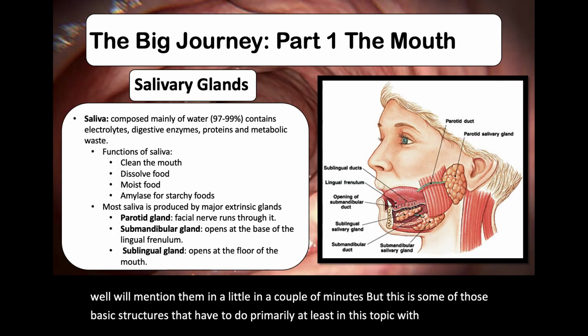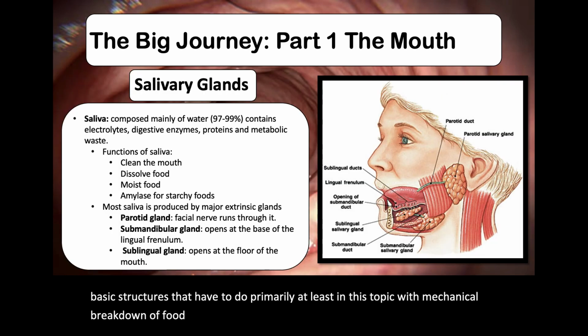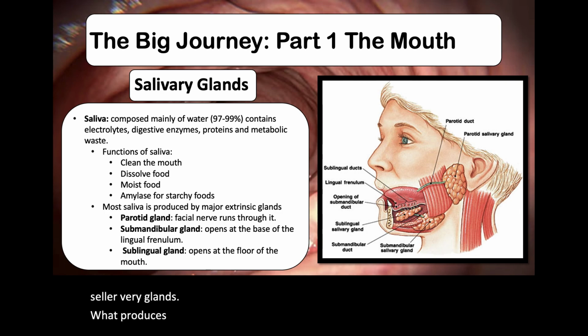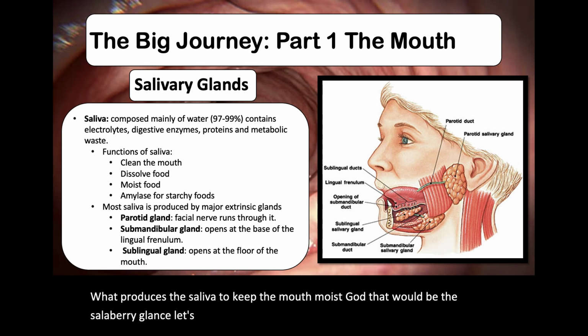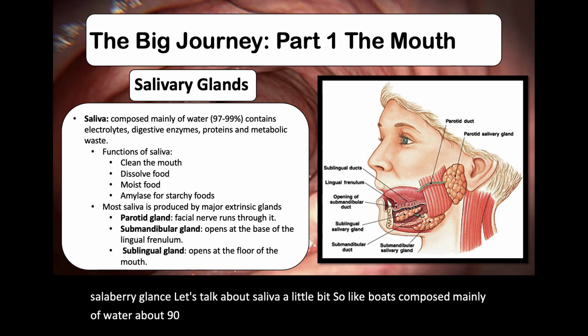breakdown of food. Another very important associated organ in here is the salivary glands. What produces the saliva to keep the mouth moist? That would be the salivary glands. Let's talk about saliva a little bit. Saliva is composed mainly of water. About 97 to 99% of this liquid is just pure water.